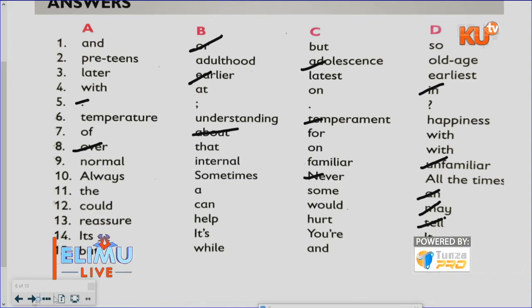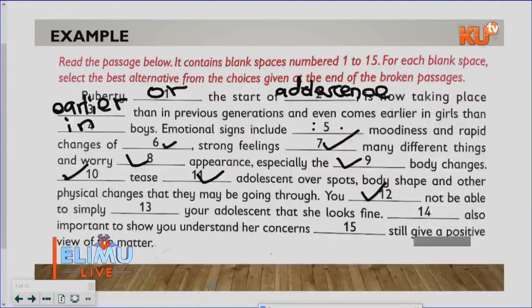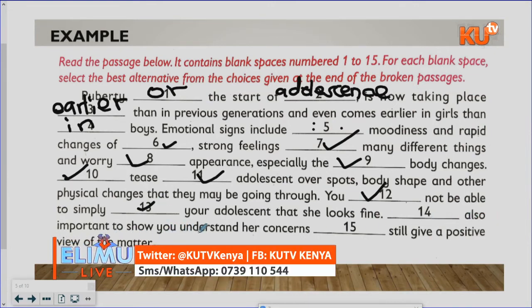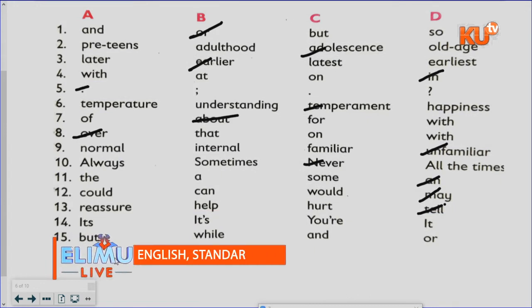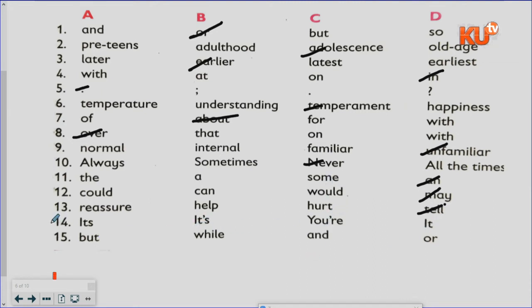Question 14 says, so tell your adolescent that she looks fine. Dash also important to show you understand her concerns. It's also important. These ones, the choices D and C, we rule them out. B and A remain. So our correct pick is B.